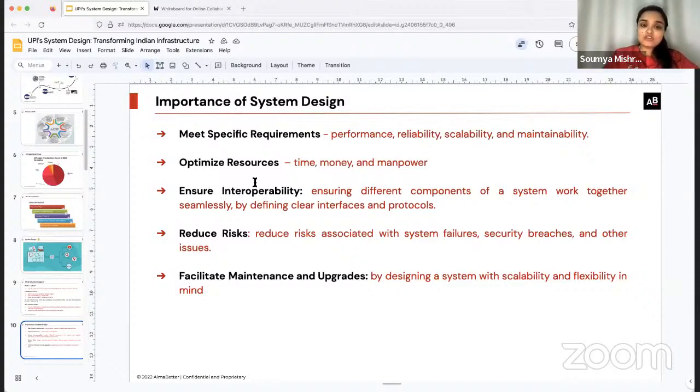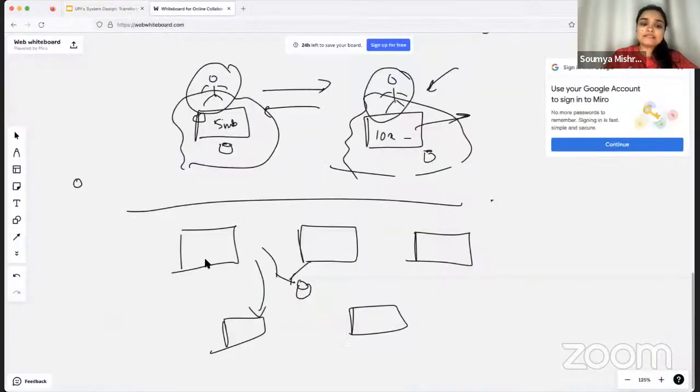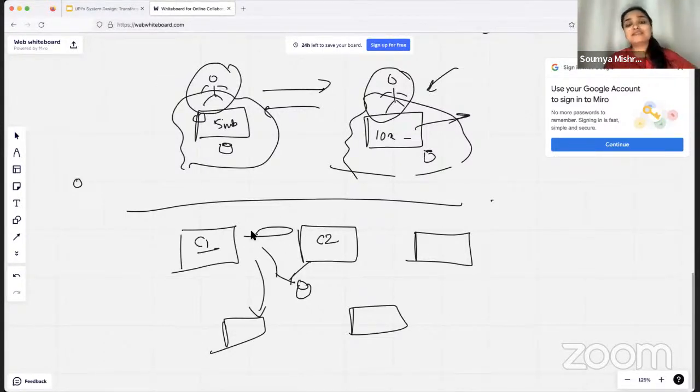Now, the third thing is to ensure interoperability. What does interoperability mean? Basically, there's a component C1 and there's another component C2. They should be able to operate with each other. If there's some operation which needs both the components, it should be easily done. It should be possible to do, and it can only be possible when you do system design beforehand.